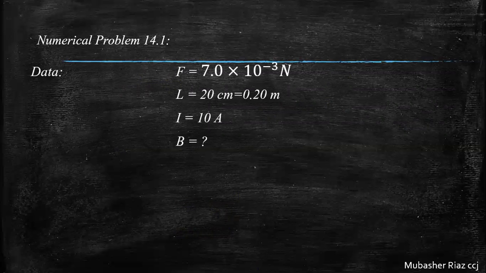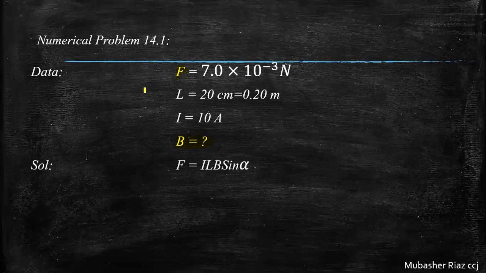So according to the statement, there is a piece of wire of length 20 centimeter equal to 0.20 meter, and current passing through that wire is 10 ampere. So find the magnetic field to produce the maximum force. Magnetic field आपने find करनी है to produce this maximum amount of force on this current carrying wire.